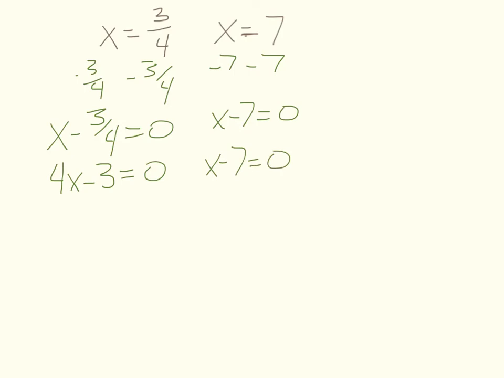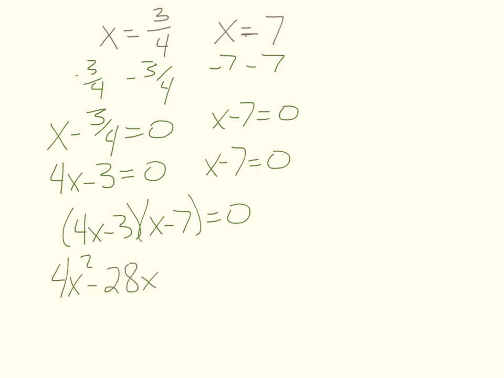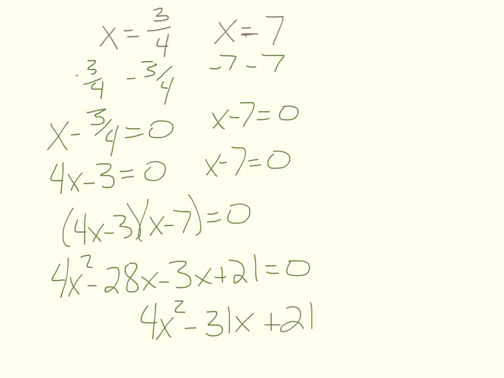Now we're going to set these two factors together on one side and FOIL. 4x squared minus 28x minus 3x plus 21. And combining like terms, we would have 4x squared minus 31x plus 21 equals 0.